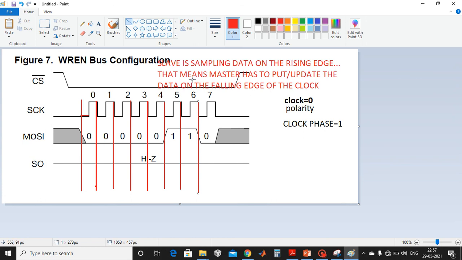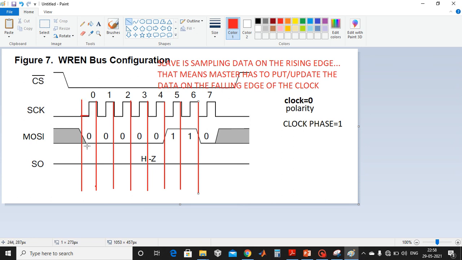So you just have to look at the edge on which this slave device is sampling the data. For this example, this information was given correct in the datasheet, that this slave device samples the data on the rising edge. So you have to make sure that your master has to update the data on the opposite edge of this. Opposite of rising edge means on the falling edge. So from this timing diagram, it is clear that master is updating the data on the falling edge.